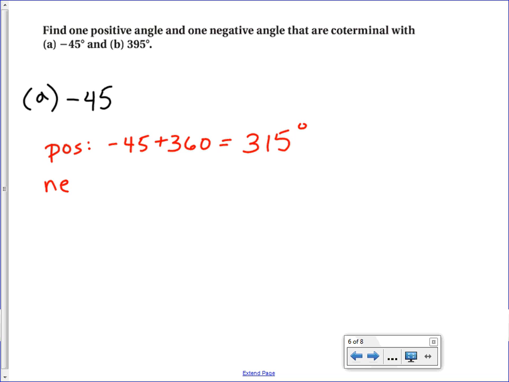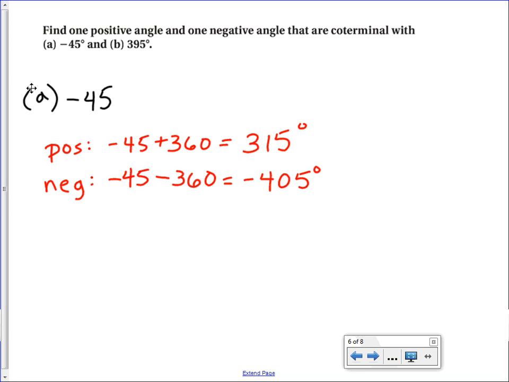That answers part of the question. To get a negative that's coterminal with it, I'm going to start at my negative 45 and I'm going to go the other direction around the circle, subtract 360 degrees to end up at negative 405, which would also be coterminal with a negative 45-degree angle. And now I've answered that question.